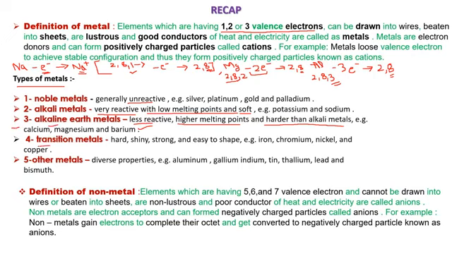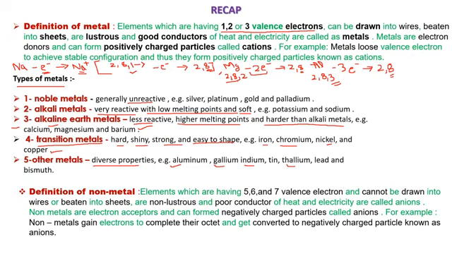Now coming to the transition metals, they are hard, they are shiny, they are strong and easy to shape. For example, iron, chromium, nickel and copper. The fifth type, that is the other metals, they have diverse properties. For example, aluminium, gallium, indium, tin, thallium, lead and bismuth. So these are the different types of metals.